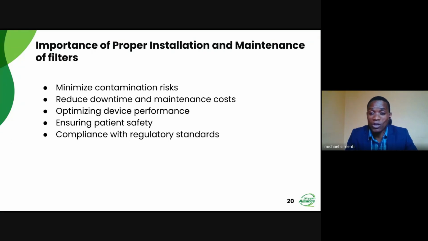Because if we are continuously generating oxygen, there are no interruptions as far as filter issues are concerned. It means we'll be able to deliver oxygen to the patient. And at the same time, if we are able to produce oxygen of high purity, it means we are also able to comply with the regulatory standards. For example, if the regulatory standard advises you to produce oxygen of about 85% or 90% for the patient, and you are able to generate 95%, or you are able to generate 90%, it means you are complying with the regulatory standards. So it is most important to us as engineers to follow the proper way of installing these filters. And also, if we see any issues, we have to maintain these filters.